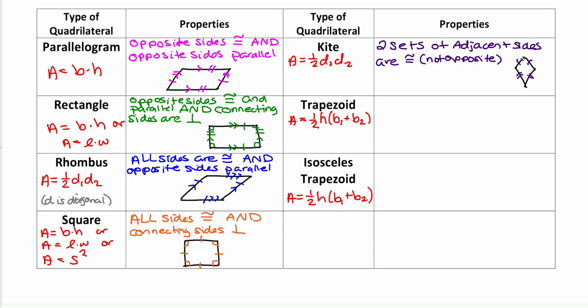So we have one tick mark on the top left and two tick marks on the bottom left. Those are not congruent to each other.